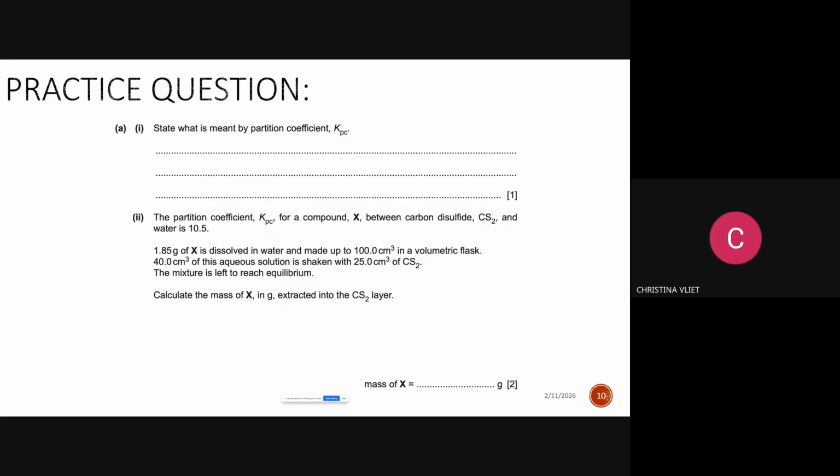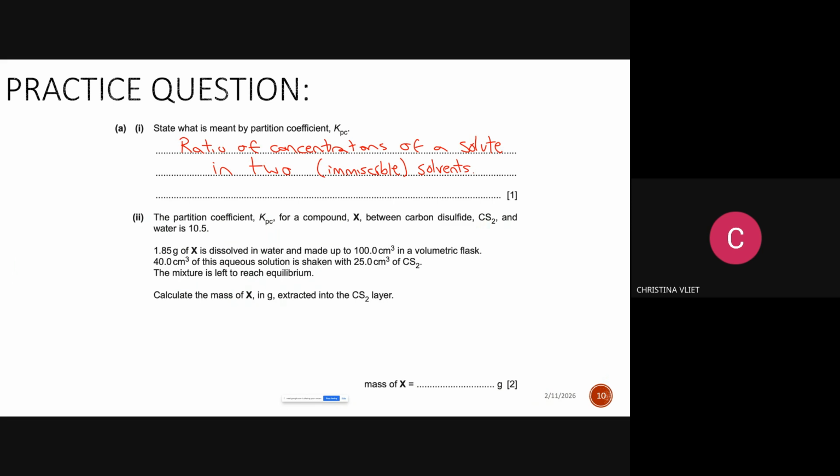All right, so practice question. State what is meant by the partition coefficient KPC. This is literally defining. I'm just going to write the minimum of what you have to say to earn the mark. It's the ratio of concentrations of solutes in 2 solvents. I put immiscible in parentheses. It was not required in the mark scheme, but I think that it should be there, because it's important that the solvents are not soluble in each other. And I think in other mark schemes, they probably would have put that.